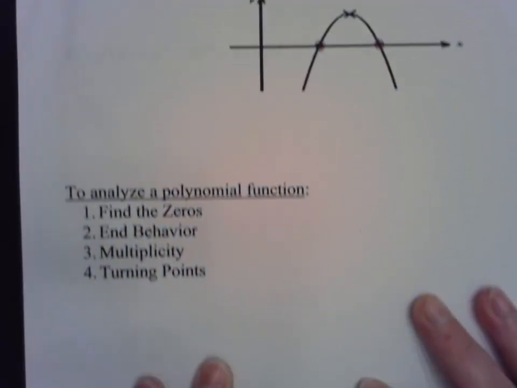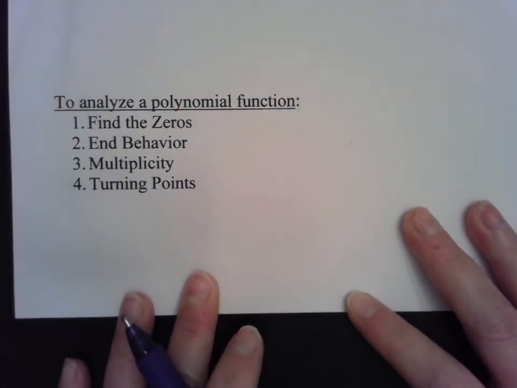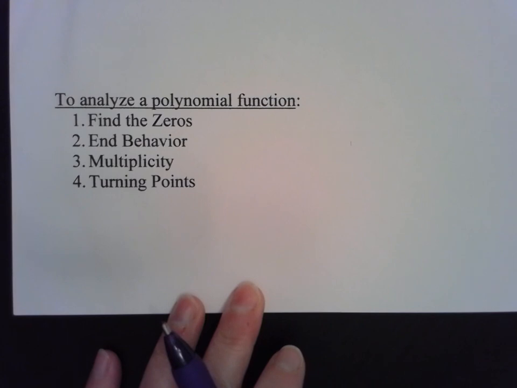Okay, so the main part of our discussion for this section is going to be centered around these 4 topics for this type of function. We're going to talk about how to find the zeros. We're going to look at what's called the end behavior, what happens at the ends of this graph.